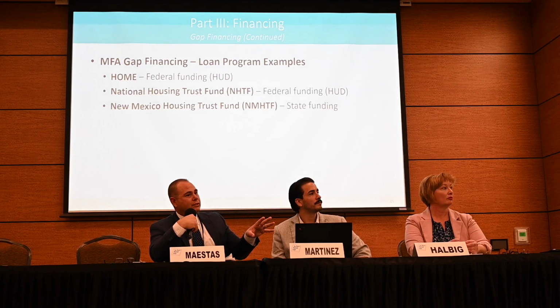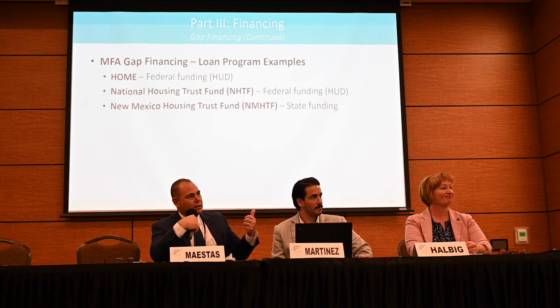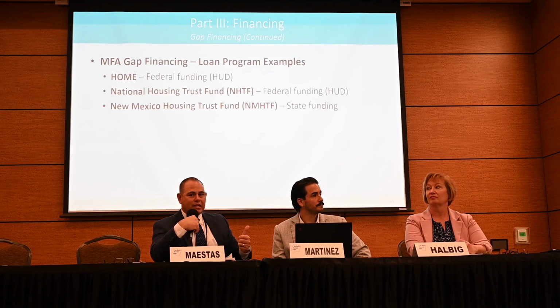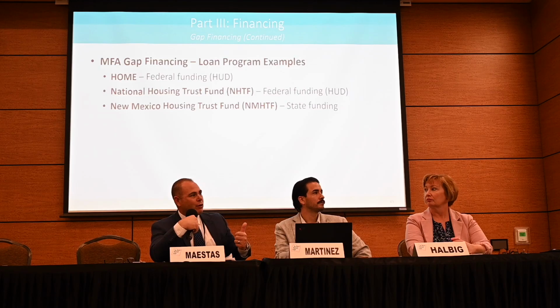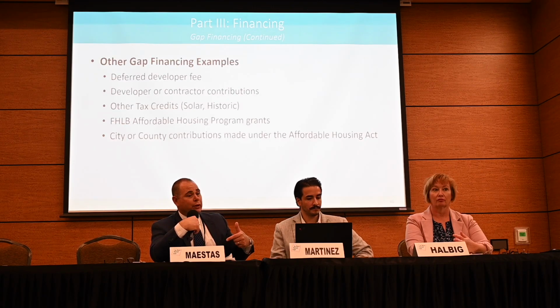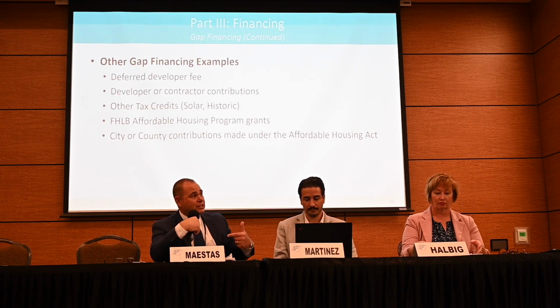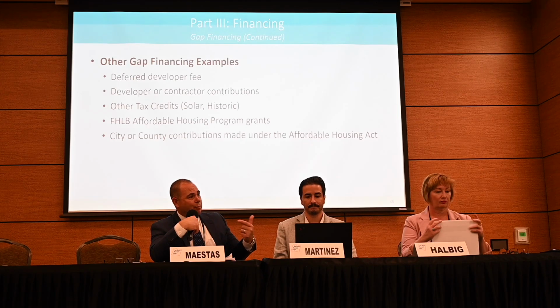Here are 3 examples of programs that MFA offers for gap funding. We've got HOME. It's not an acronym, it's Home Investment Partnerships. It's a federal program. We've got the National Housing Trust Fund, which is another federal program that comes through HUD. And we've got the New Mexico Housing Trust Fund, that's state funding. And some of you may have heard that this is the first year that we are receiving recurring funding from the state of New Mexico in that program. And so it's going to be very helpful going forward.